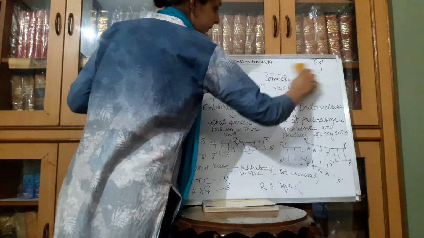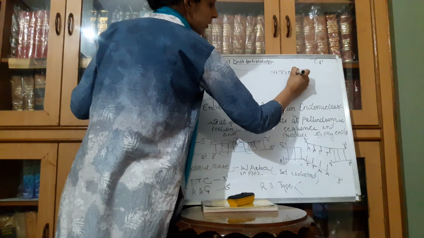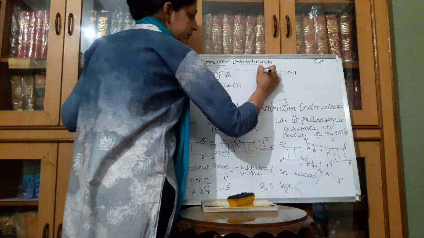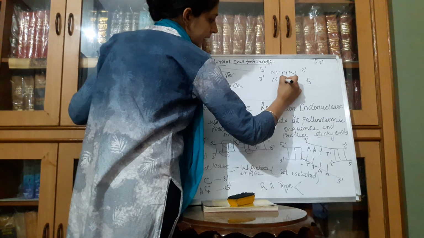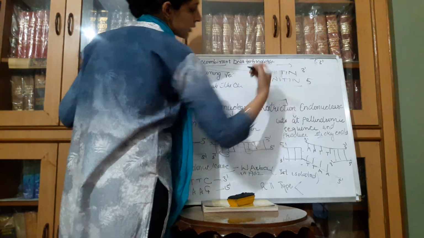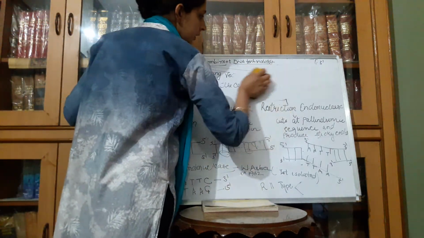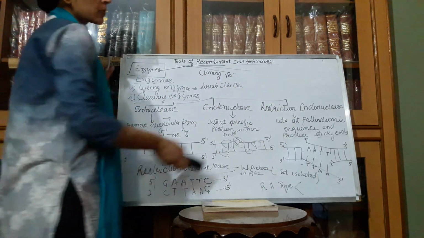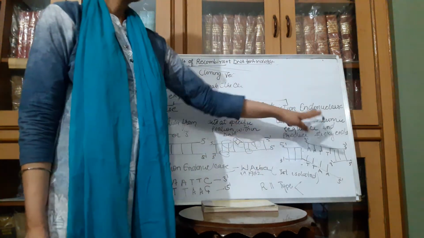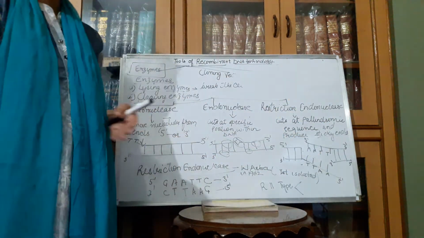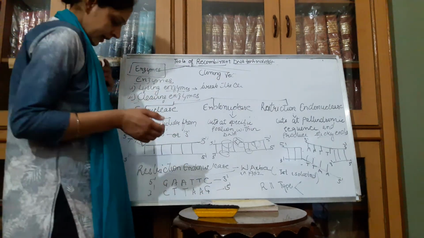That is the palindromic sequence. Another example, in common language, is the word Nitin. If you write it from 5' to 3' or from 3' to 5', you write it in the same manner. Such palindromic sequences are found in the DNA template, and they are recognized by the restriction endonuclease enzyme. It makes the cut at the palindromic sequence and produces sticky ends, and later those sticky ends are joined together by the DNA ligase enzyme.